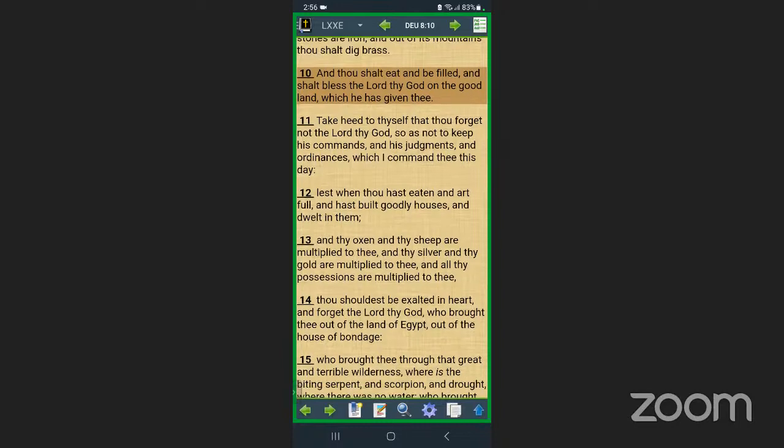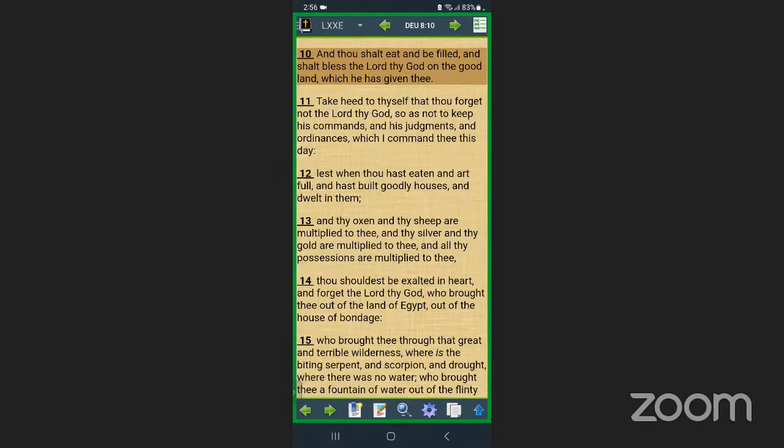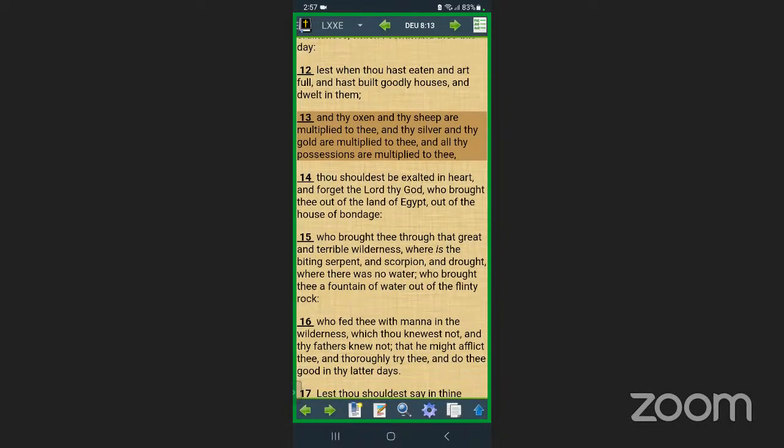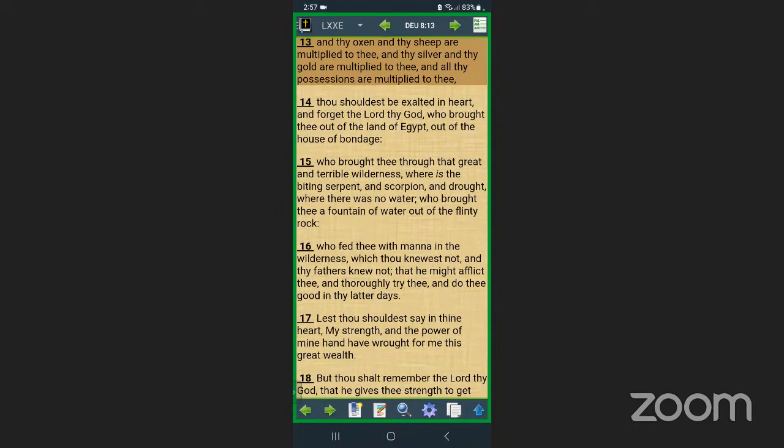So you shall eat and be filled, and shall barak Yahuwah your Elua on the good land which he has given you. Take heed to yourself that you forget not Yahuwah your Elua, so as not to keep his commands and his right rulings and ordinances, which I command you this day, lest when you have eaten and are full and have built good houses and dwelt in them, and your sheep are multiplied to you, and your silver and gold are multiplied to you, and your possessions are multiplied to you, you should be exalted in heart.